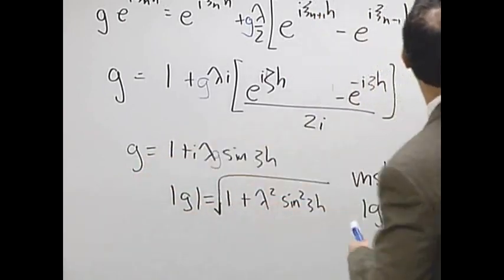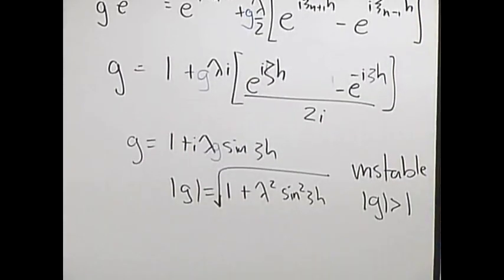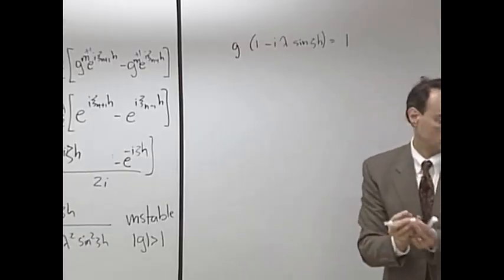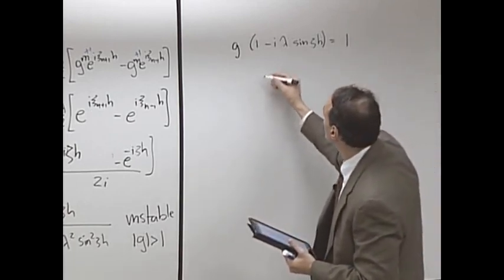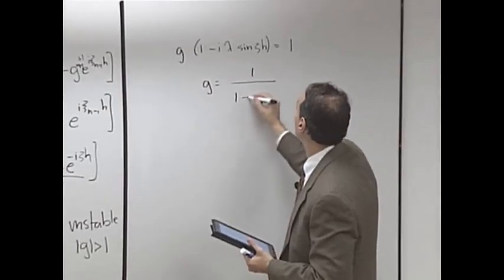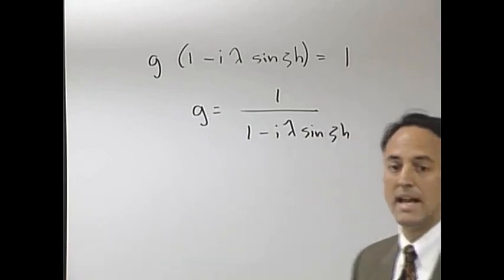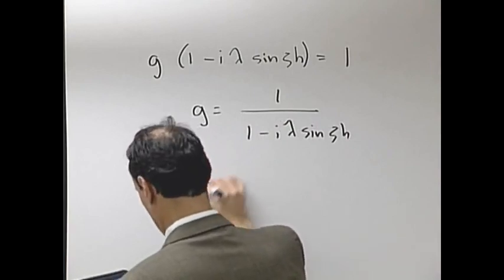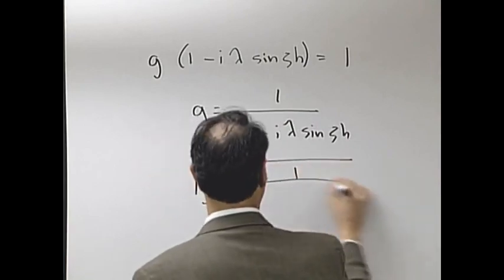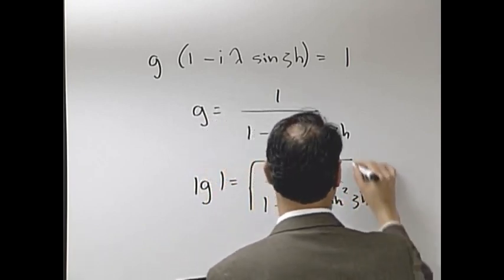So I have to move this to the other side, and I get G times (1 minus i lambda sine theta h), that's what I get. Or G is equal to 1 over (1 minus i lambda sine theta h). Take the absolute value of that. There it is.